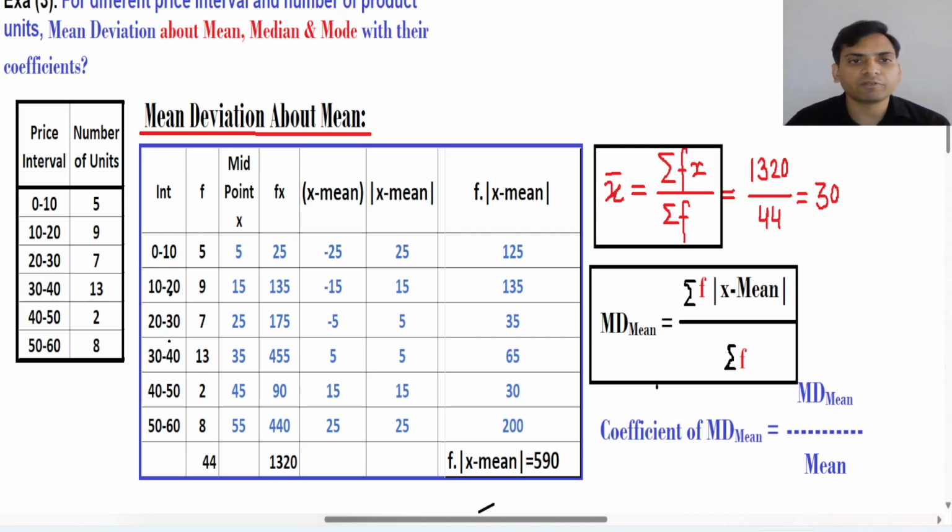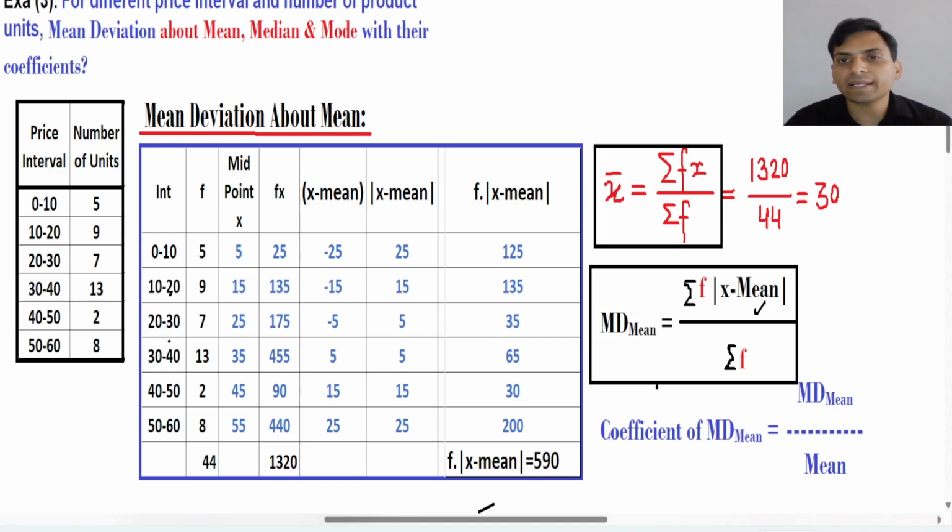So we have prepared one column of fx, f into x, and the summation of this is 1320. Divided by summation f, you will get 30 as the arithmetic mean. Now the next task is x minus mean. So we will prepare a column for x minus mean. x is 5, mean is 30, so 5 minus 30 is equal to minus 25. In that way you can find all.